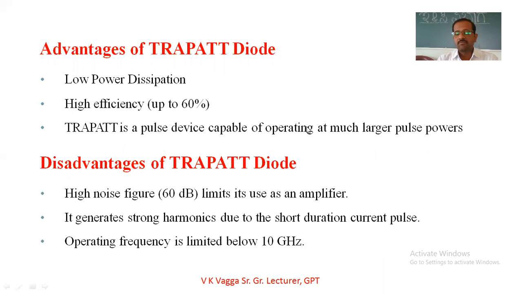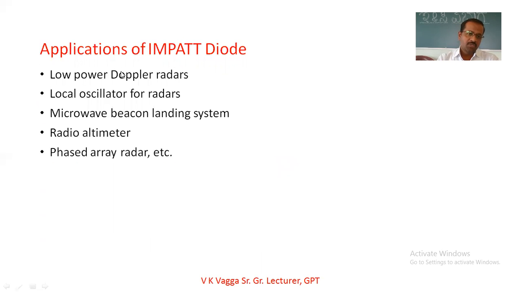The advantages are low power dissipation, high efficiency, and it can be activated with a single short pulse. The disadvantages are that the noise increases if it exceeds 60 dB, and it generates strong harmonics, mainly because of the short duration pulses. Its operating frequency is limited up to 10 gigahertz. Applications: it is used in low power Doppler radars, local oscillators for radars, the microwave beacon for the landing system, radio altimeters, phased array radar, etc.